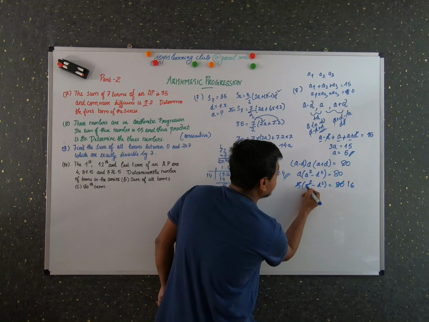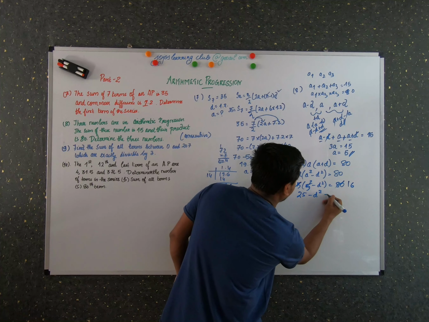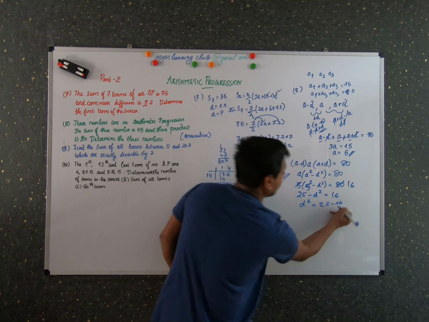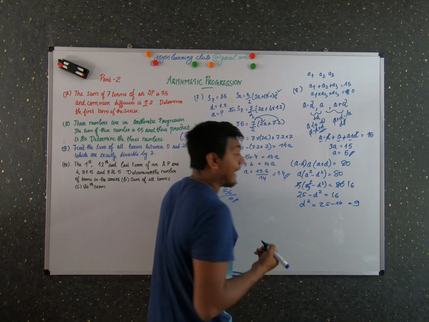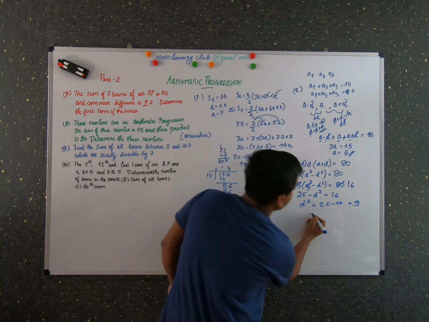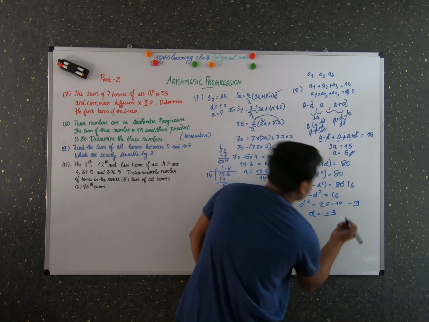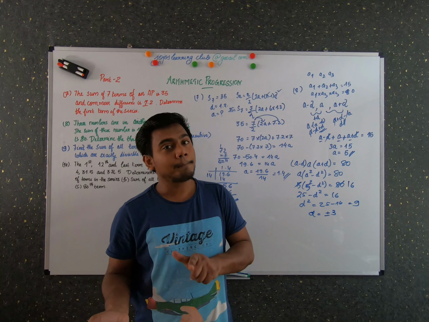And what is over here? It is 5 square, right? So 25 minus d square is equal to 16. So d square is what? 25 minus 16. What is 25 minus 16? That is 9. So the value of d is what? d is equal to, taking the root on both sides, plus or minus 3. So the common difference is either 3 or minus 3.